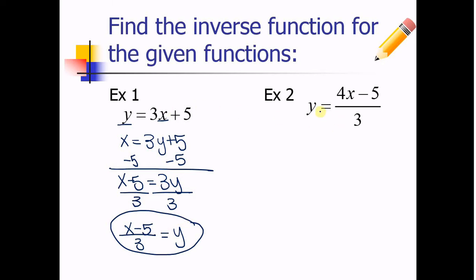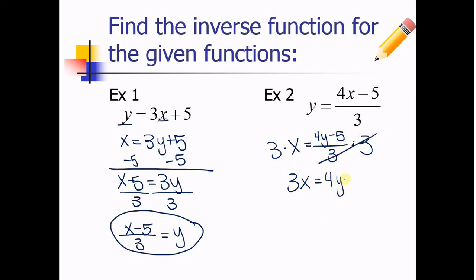Now, let's try number 2. I need to exchange x and y first. That's my very first step. Now, I need to solve for y. What I would do right now, this is division by 3. Let's get rid of that division. Let's multiply by 3. So we would have 3x equals, 3 and 3 cancel.